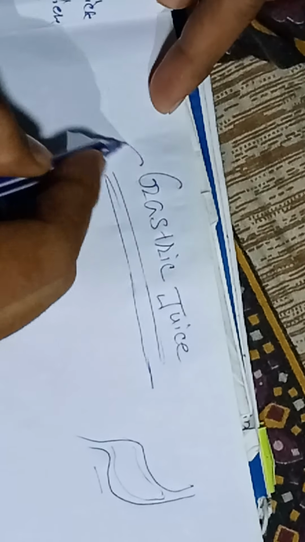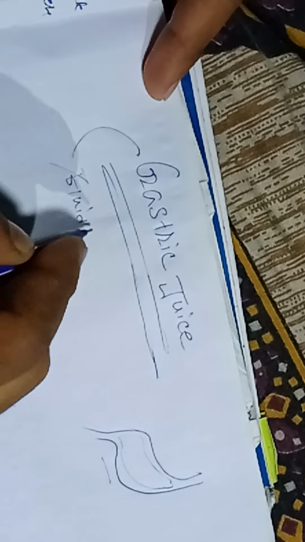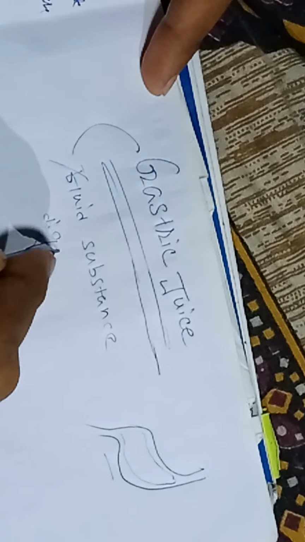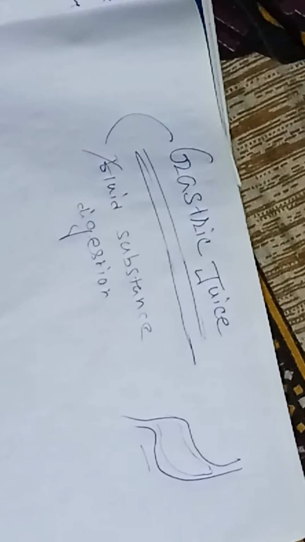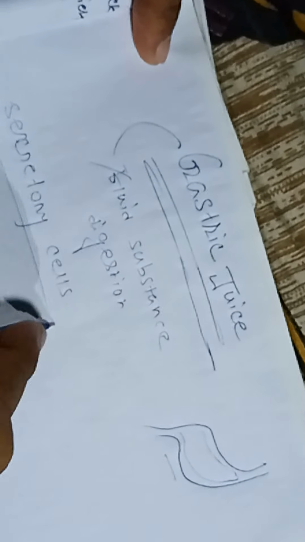First of all, what is gastric juice? Gastric juice is a fluid substance which helps in our digestion. There is a cell called a secretory cell. In that secretory cell, so many cells are there that produce gastric juice. We'll discuss one by one what the cells are that produce this gastric juice.